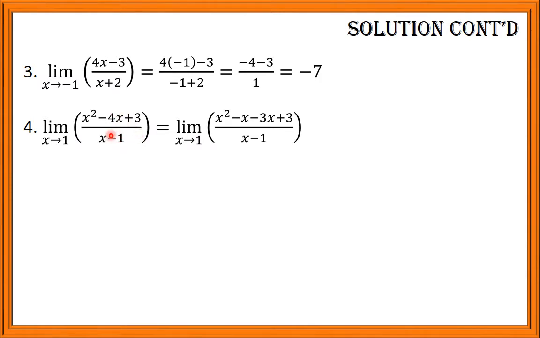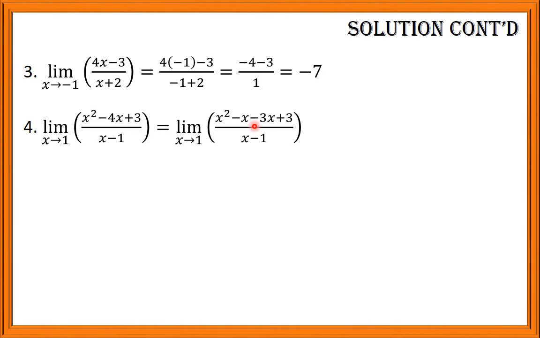This tells us that we have to first of all simplify the rational function before we substitute the value of x to be 1. So simplifying, we are going to factorize this quadratic expression, and in factorizing that, we multiply the coefficient of x squared, which is 1, by the constant, which is 3.